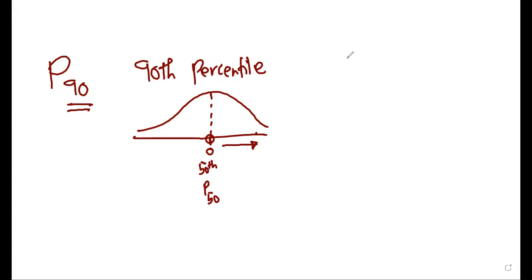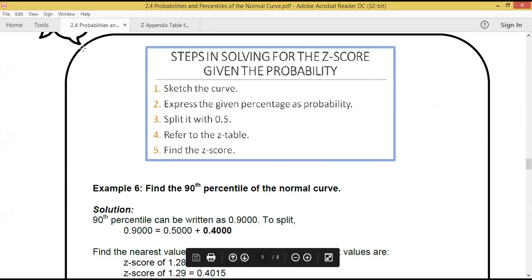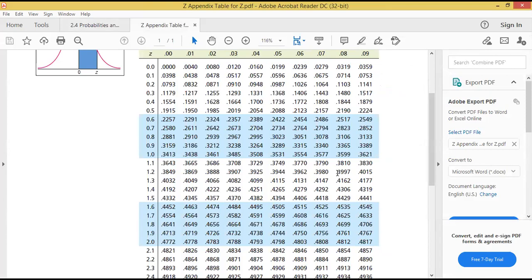Now let us convert 90 into a decimal. So it's 0.9000. Next, step 3. Let's split 0.9000 by 0.5000. That will be 0.5000 plus 0.4000. Now, let us focus on the added one, the one that is not 0.5000. We need to look for the 2 nearest values in the z-table where you can find 0.4000. Let's go back to our z-table. Now, as you look for 0.4000, 0.4000 is between 0.3997 and 0.4015.